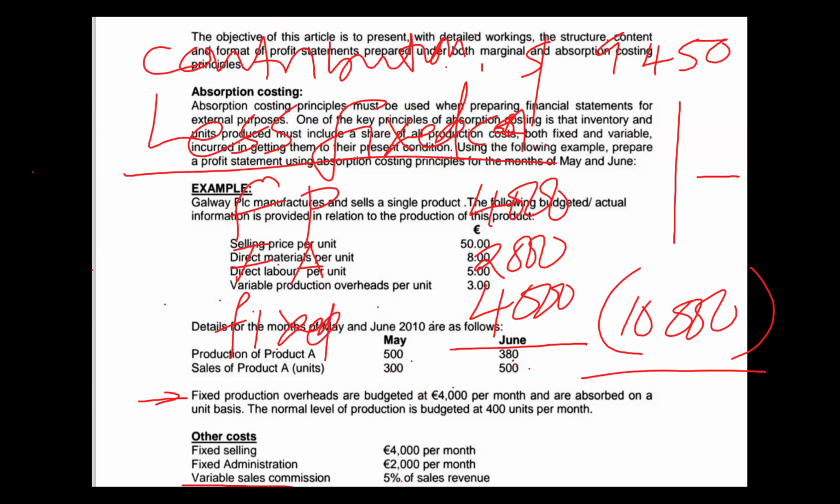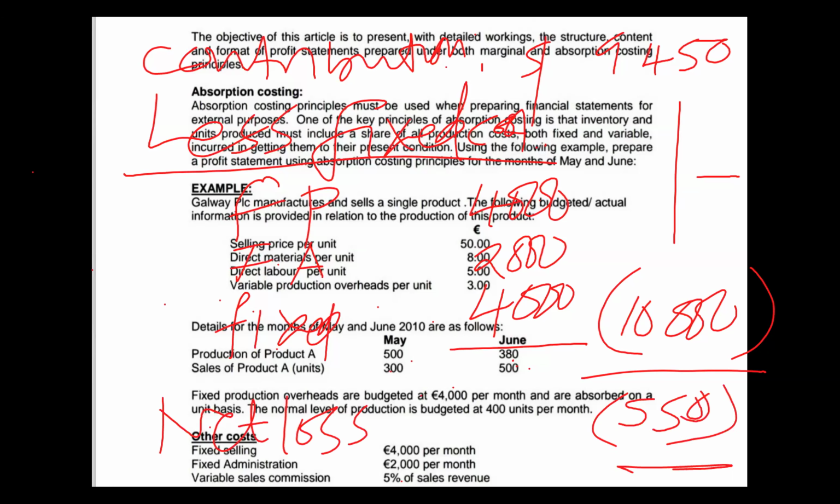What do you find? It's a loss, yeah? You have a net loss, isn't it? How much is the loss? Negative 550. So if it were positive, you could have said the net profit. So this is how you deal with marginal costing, colleagues.